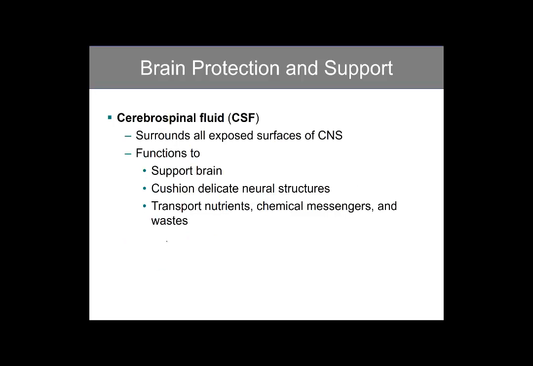Cerebrospinal fluid functions in support. It helps to cushion and absorb shock. And it also transports nutrients. Since there is a blood-brain barrier, you can't count on blood to distribute nutrients. So the nutrients are passed on within the cerebrospinal fluid, and the cerebrospinal fluid then distributes nutrients as well as carries waste products away from neural tissue.